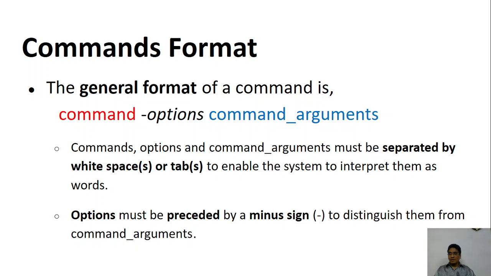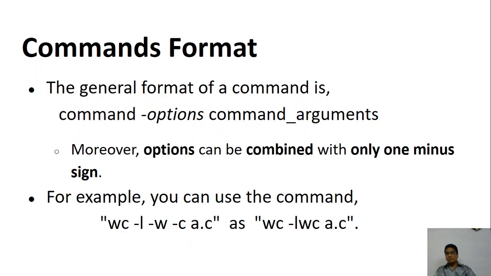Now generally the options are preceded by the minus symbol. So you can see over here, usually we follow the minus and then the various options, and to separate the command, the option and the argument, we generally use a space or tab. Both are valid. These options that we think of using in Linux can be individually given, or we can combine them together with a single minus sign.